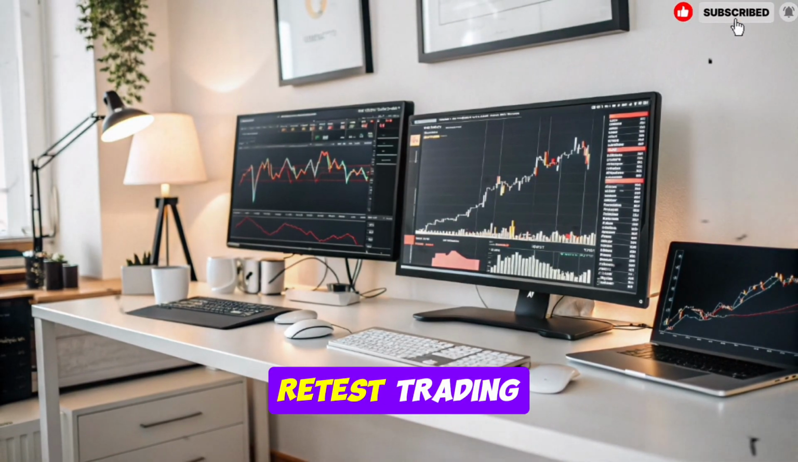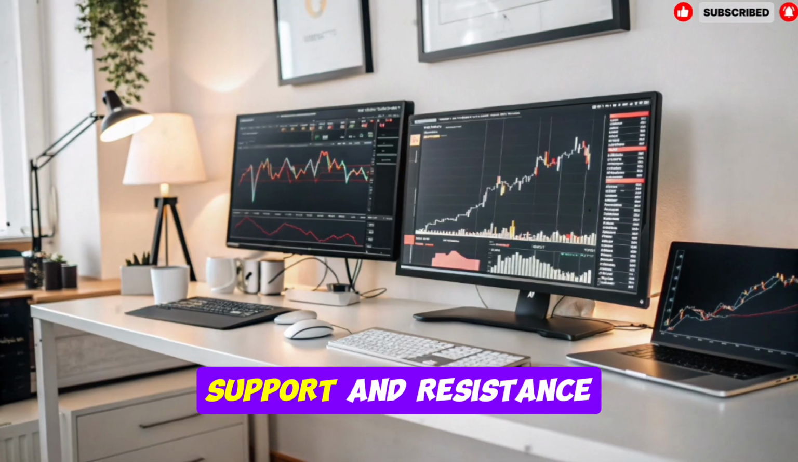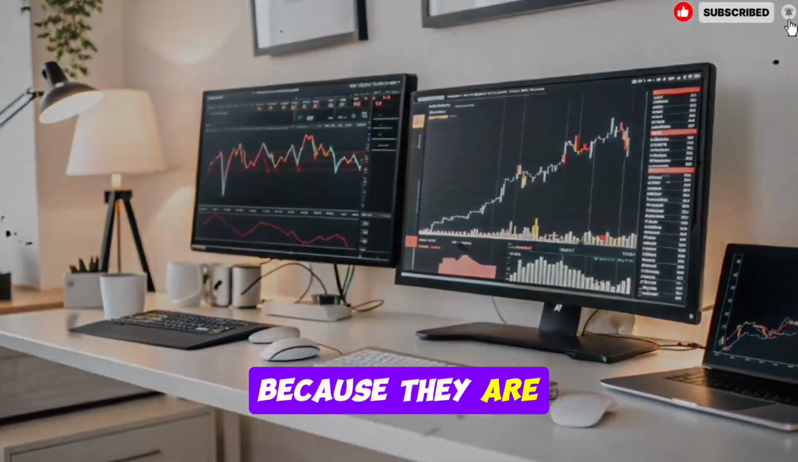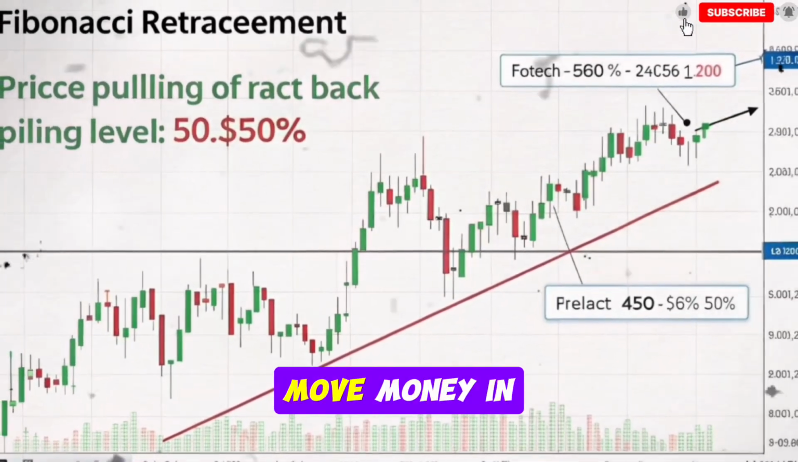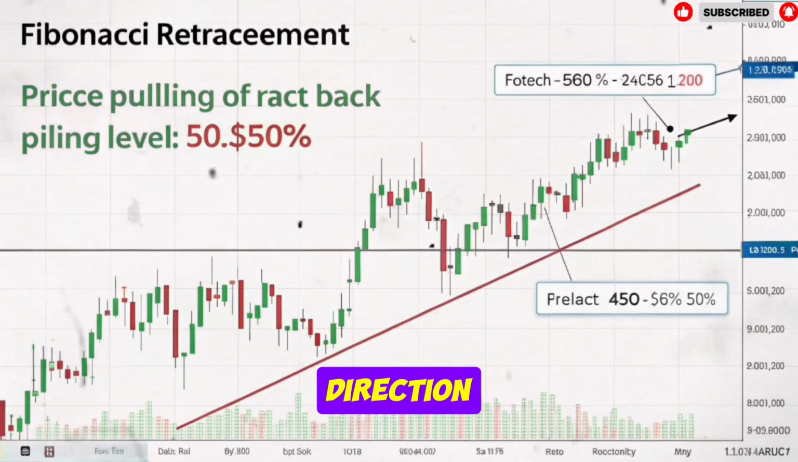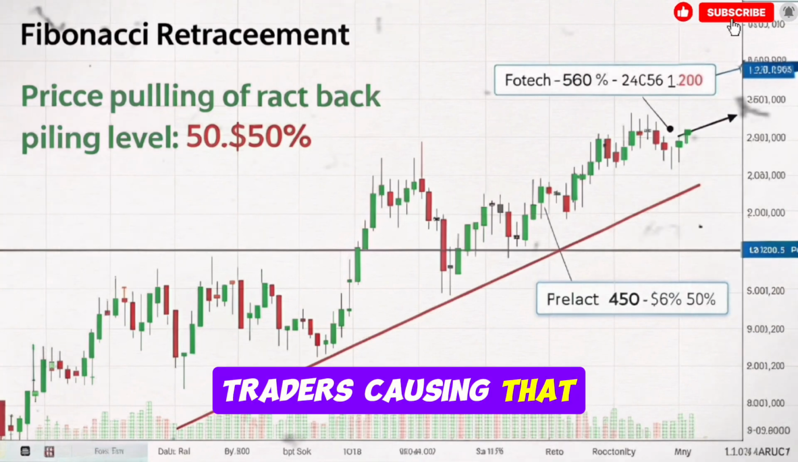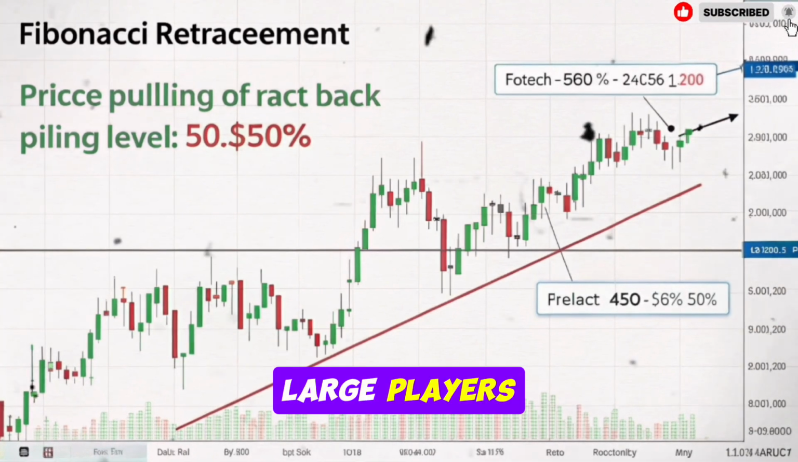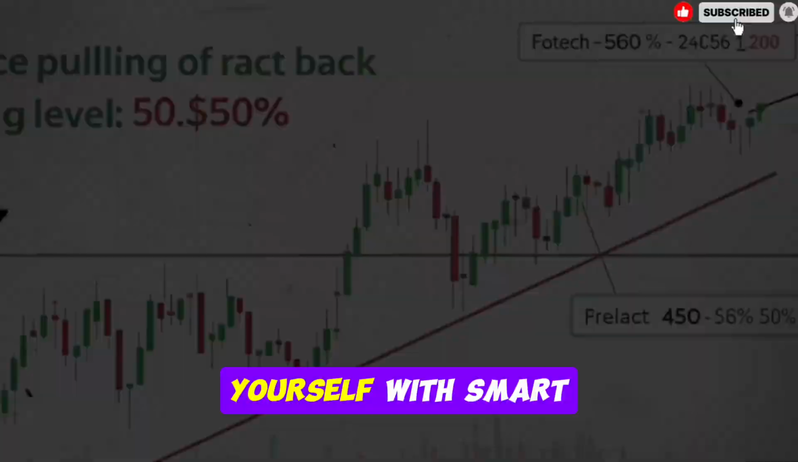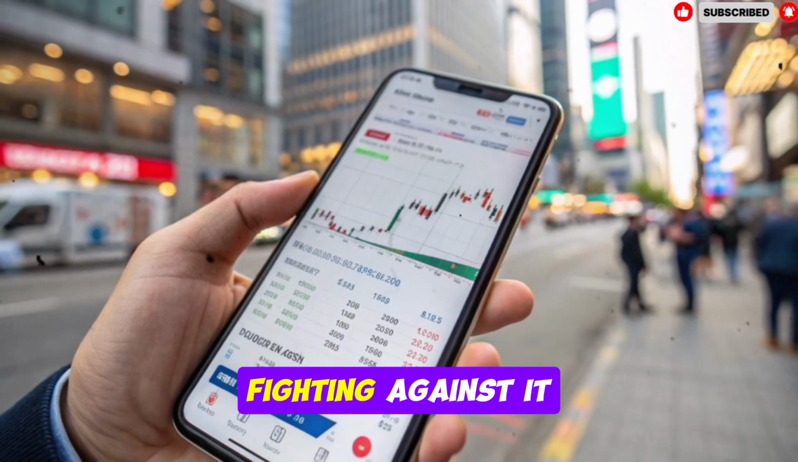Two of the most powerful and widely used strategies in Forex trading are supply and demand trading and break and retest trading, also known as support and resistance trading. These strategies work because they are based on how large institutions move money in the market. When price moves aggressively in one direction, it's not retail traders causing that move, it's banks and large players. By identifying where those moves started, you can align yourself with smart money instead of fighting against it.